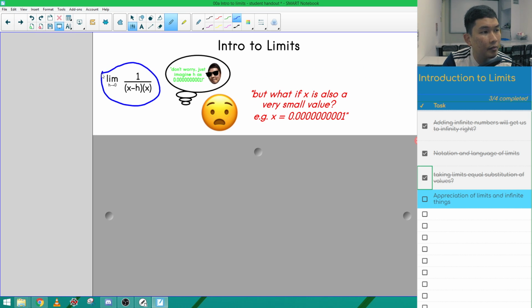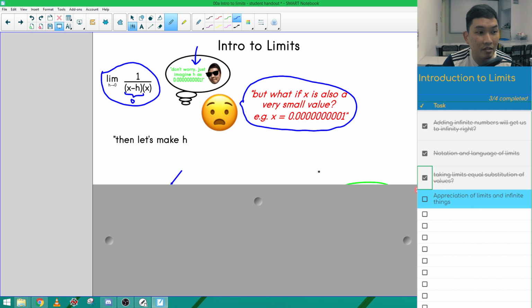In order to proceed further, we imagine h as a really small number. Remember, Mr. Wu said this before: just imagine h as a really, really small number. But this guy asks, what happens if x is also the same kind of very small number? Small number minus small number means that this one becomes 0. Then how do we continue with this? This is where we appreciate the beauty of limits. In that case, we can make h even smaller.